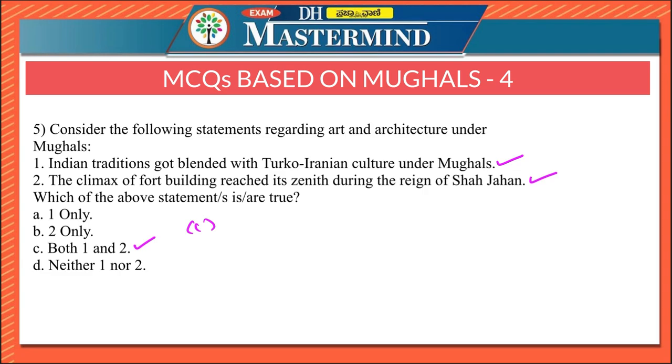Large-scale construction of buildings started with the advent of Akbar. He built many forts, and the most famous one was Agra Fort. It was built in red sandstone. His other forts are at Lahore and Allahabad. However, the climax or the zenith of fort building was during the period of Shah Jahan. The famous Red Fort at Delhi with its Rang Mahal, Diwan-i-Am and Diwan-i-Khas was his creation.